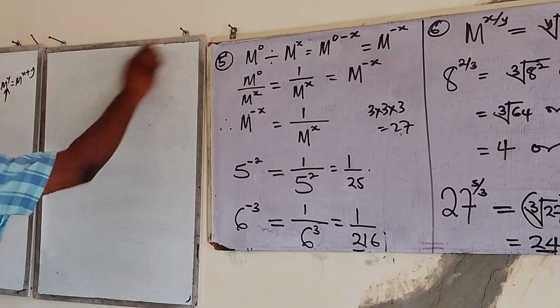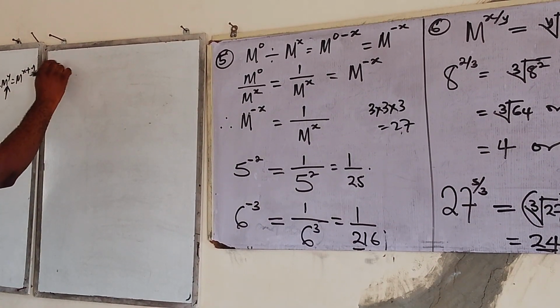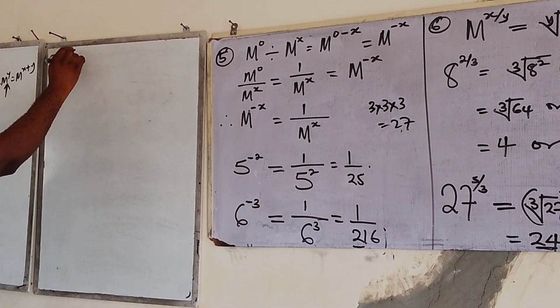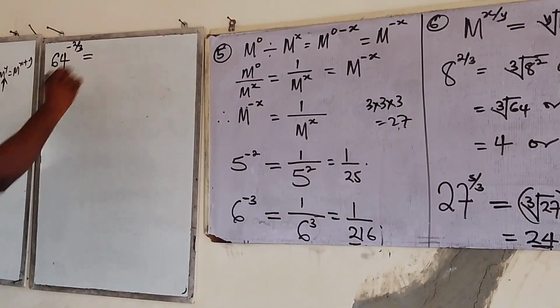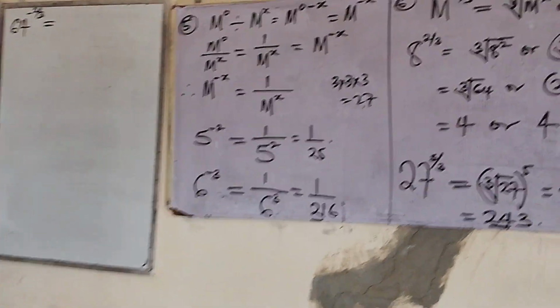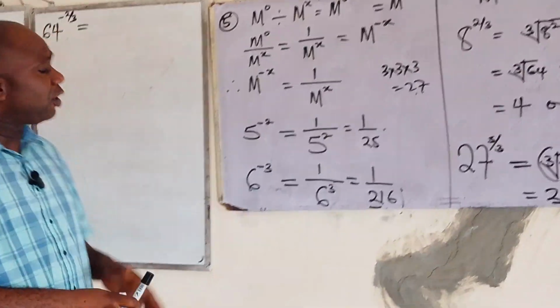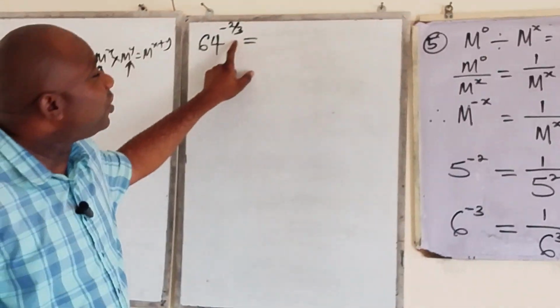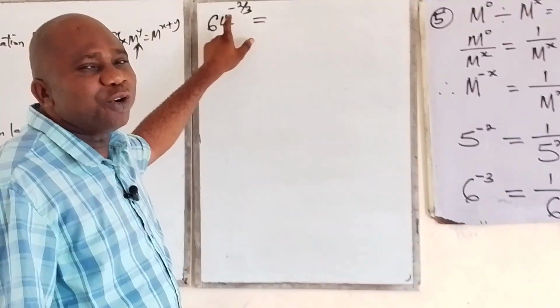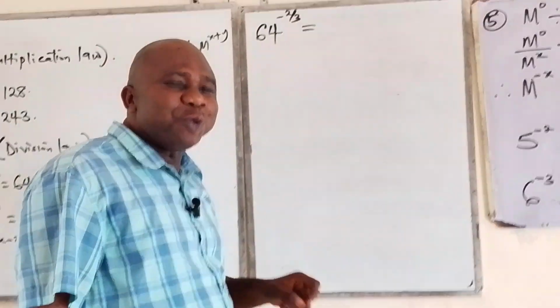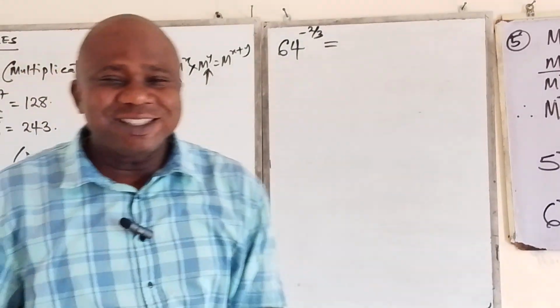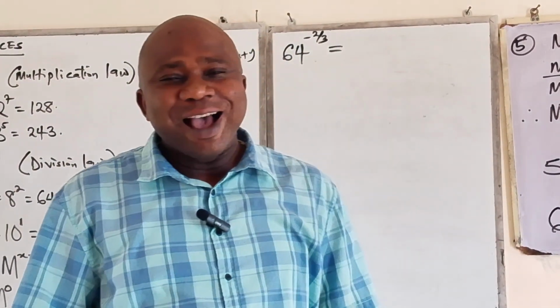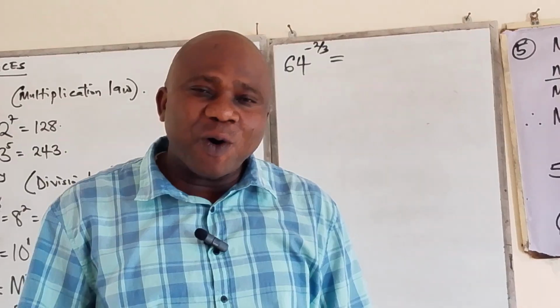Let's look at another example. Let's look at 64 raised to the power of minus 2 all over 3. Now, if you look at this question, you'll discover that the power here is carrying a negative sign and also a fraction. So it means we're going to be applying 2 laws: the negative power law and the fractional power law.